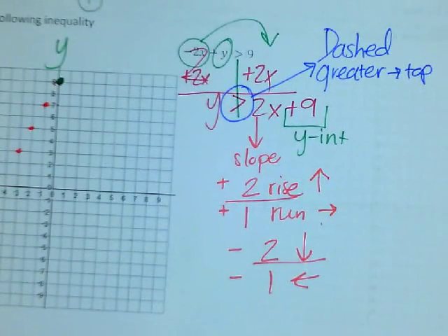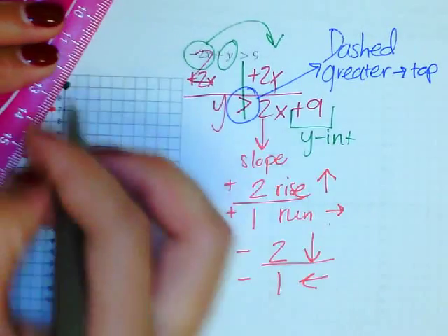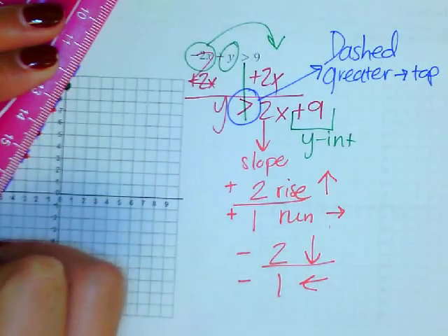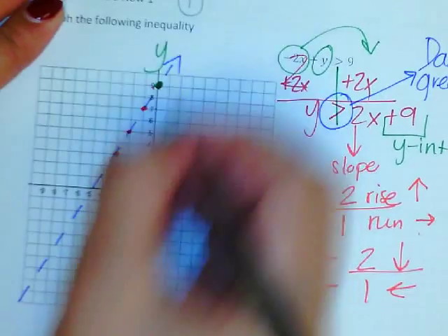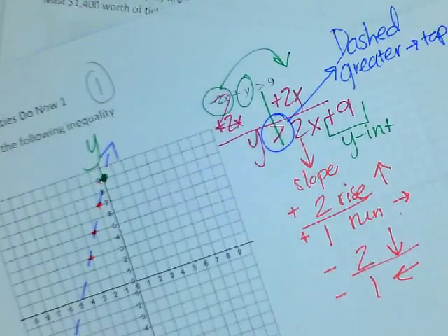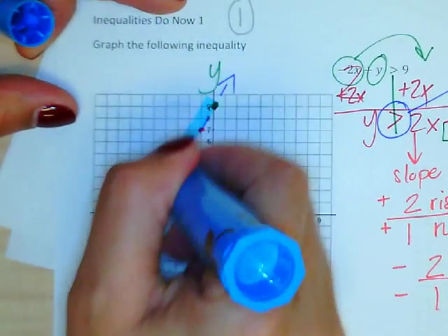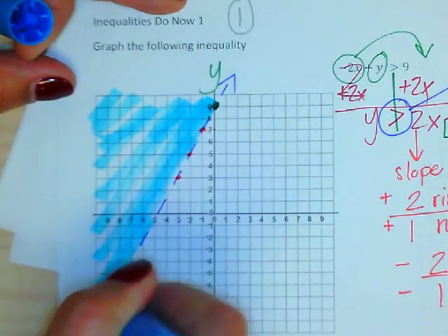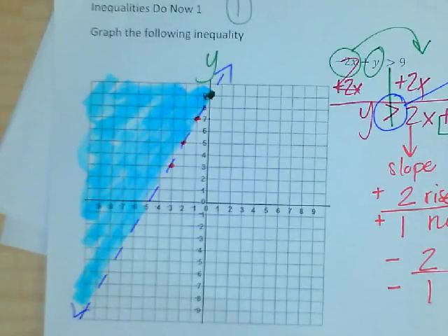Okay? So then I'm going to take my ruler and I'm going to dash the line. And I'm going to shade on the top of the line. Okay? And that's how that would look.